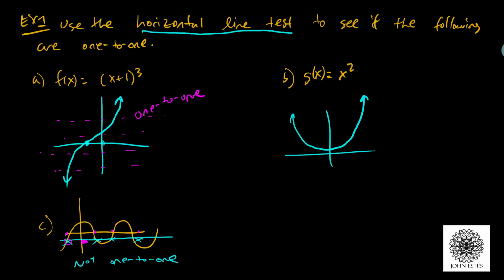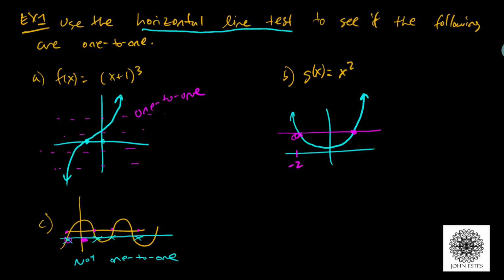All right, now for part B, we've already talked about g of x equals x squared, but just for illustration, let's draw the parabola. We know it's a parabola. And I can draw a horizontal line where I've crossed the graph more than once. Okay, so that means I have two different inputs, for example, -2 and 2, and they have the same height, the same output at 4. Okay, so this guy is not one-to-one.